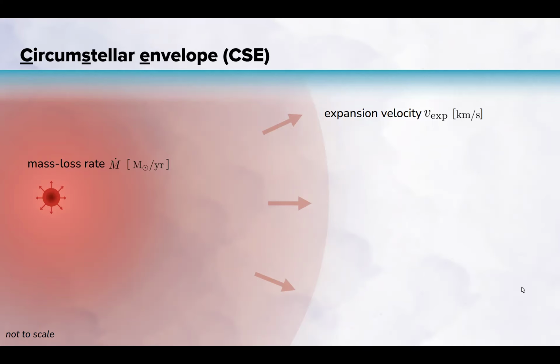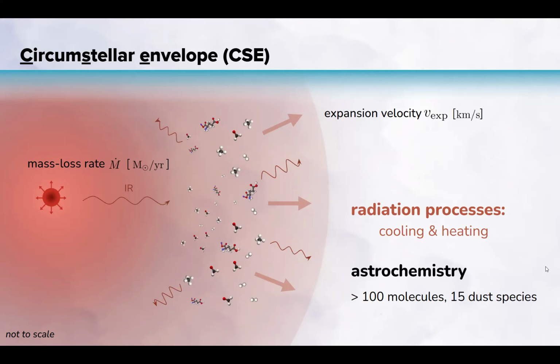Now there are two other important ingredients that we need to include in this picture. And it's the following two. First of all, the AGB star shines. So we need to include some radiation processes.